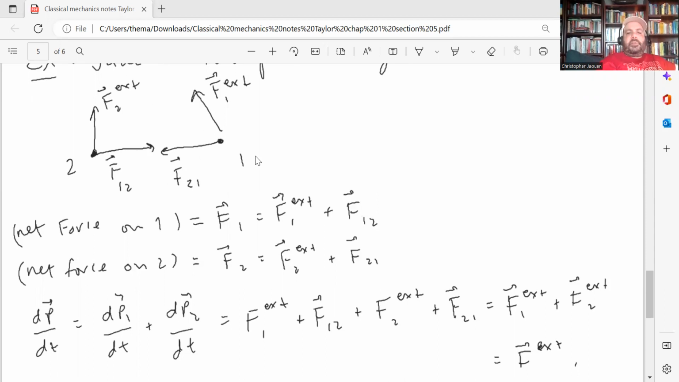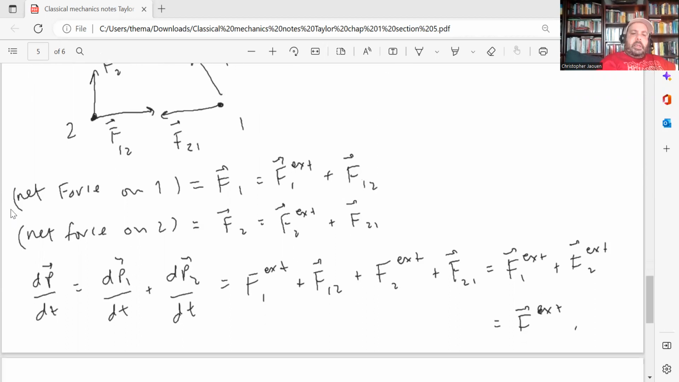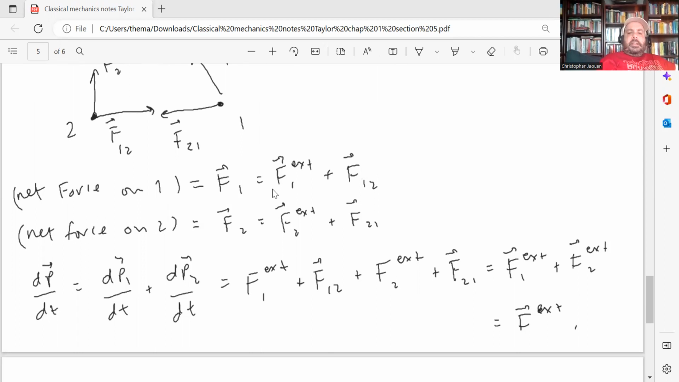F1 has some possible external forces acting on it. And then you take the net force on 1, which is denoted F1. All right, that's equal to the external force on particle 1 plus the force of particle 2 acting on particle 1, and similar thing for the net force on particle 2. Right, it looks like this.